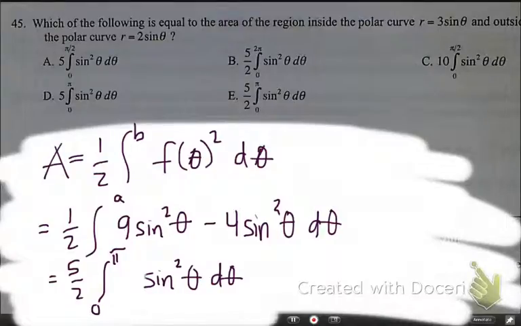For some reason, I'm trying to remember why I thought it was A for a minute. Let me just make sure, let me trace this. 3 sine theta. This one is 2 sine theta.